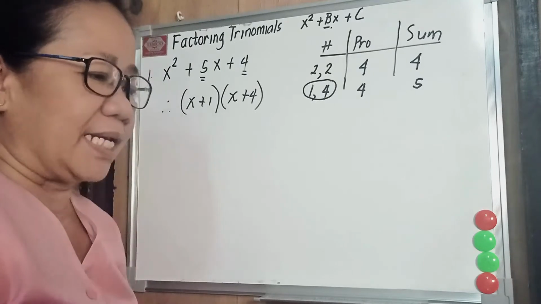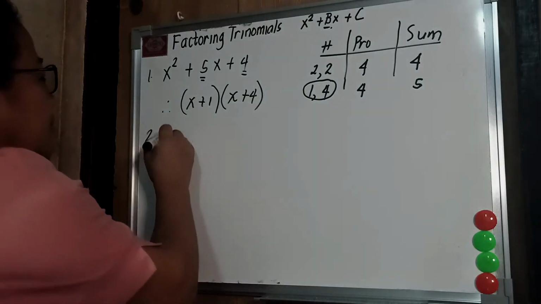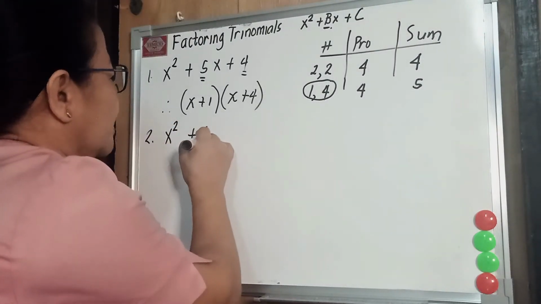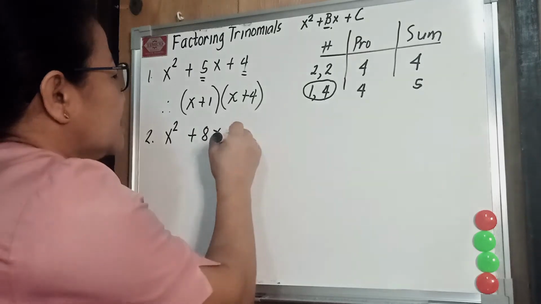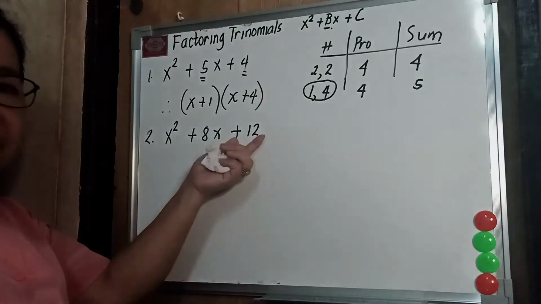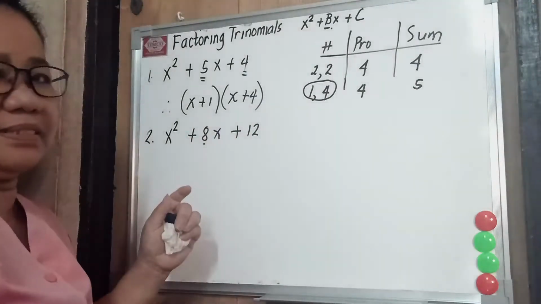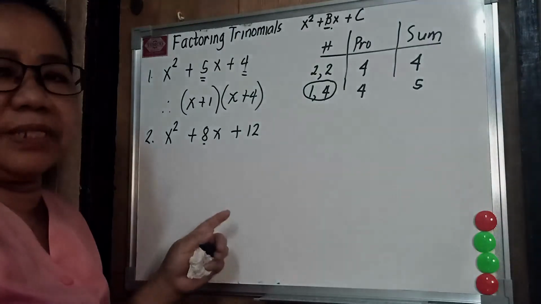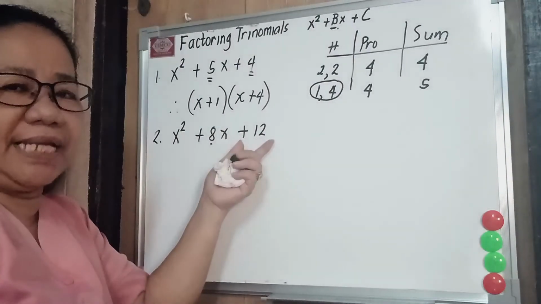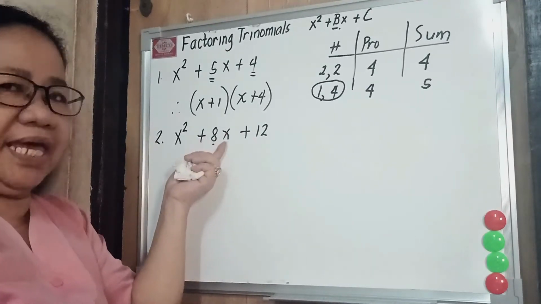So, let us have another example. Let us have x squared plus 8x plus 12. The value of c is 12 and the value of b is 8. We are going to find the pair of numbers whose product is 12 and whose sum is 8.